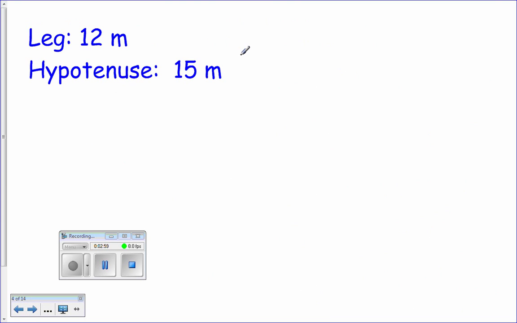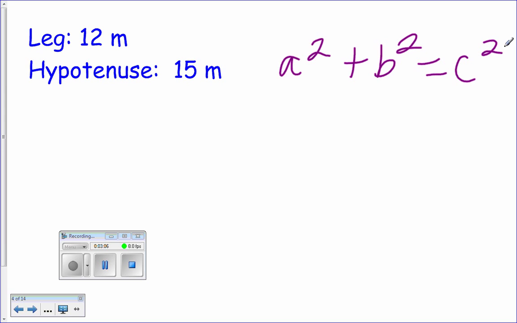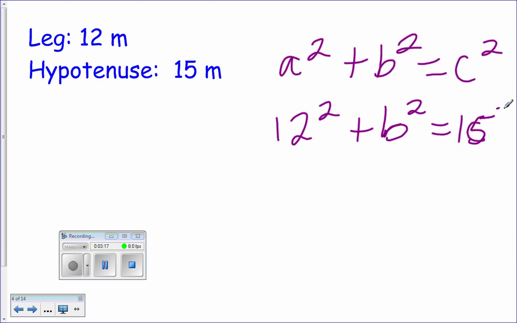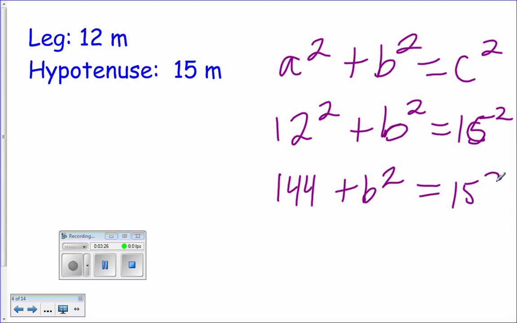Let's look at this one. So it tells us that one leg is 12, and the hypotenuse is 15. So I know I can just plug in 12. And then I have 15 squared. 12 squared is 144 plus b squared equals 15 squared, which is, we saw on the slide before, 225.